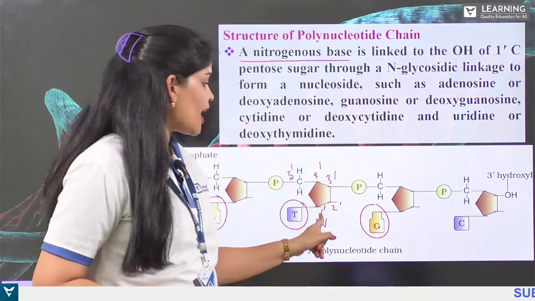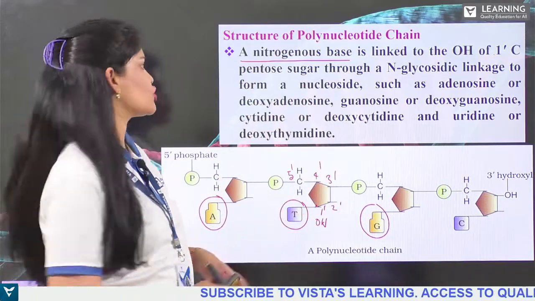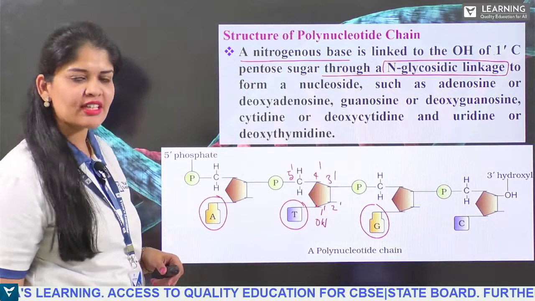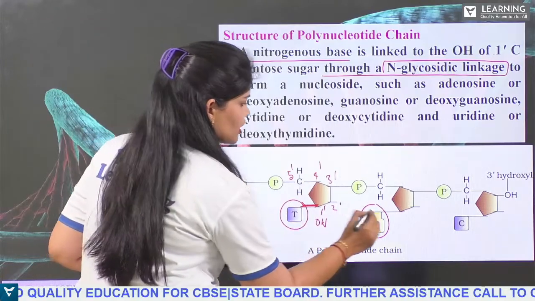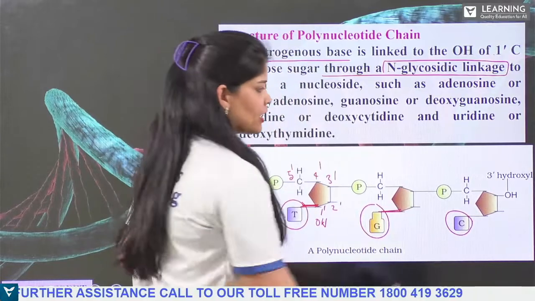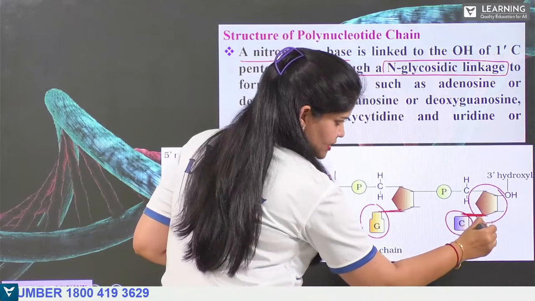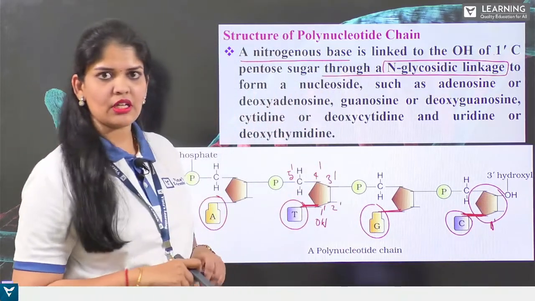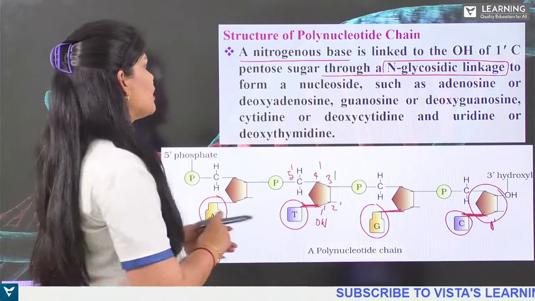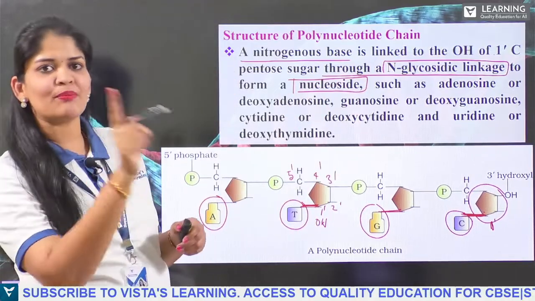Hydroxyl group of 1 prime carbon of pentose sugar, deoxyribose, pentose sugar, and the bond linkage between the nitrogen base and sugar is the N-glycosidic bond. See, I'll show here. Here is the nitrogen base. This is your sugar. The link is coming from the first prime carbon, hydroxyl group, and this link is the N-glycosidic linkage to form a nucleoside. Nucleoside means sugar plus nitrogen base.